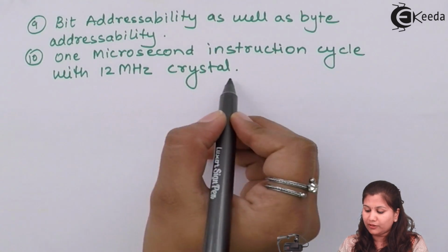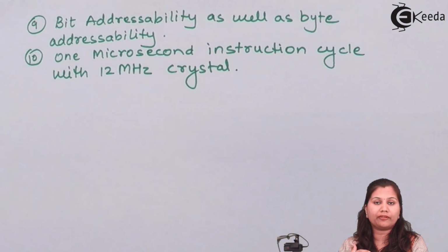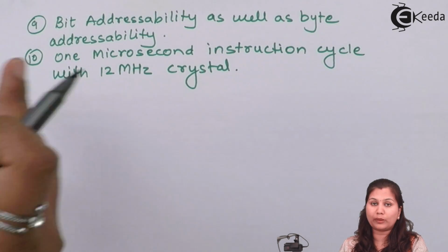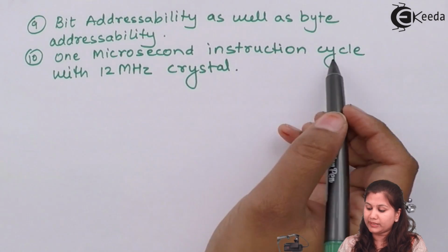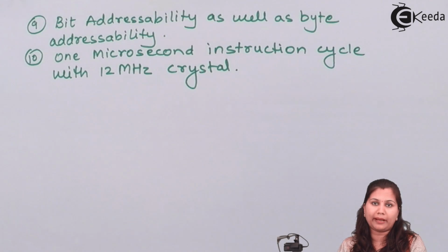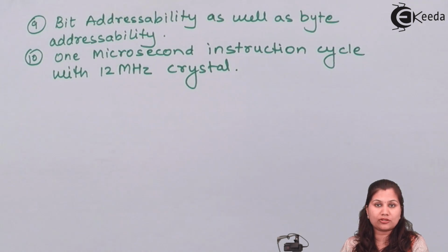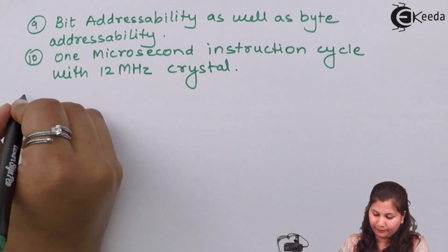Because here we are using the crystal which is of a very high frequency, 12 megahertz, it will provide the instruction cycle of 1 microsecond. This means that the speed of execution of the instructions is very fast in 8051 microcontroller, because it is taking only 1 microsecond to execute the instruction.